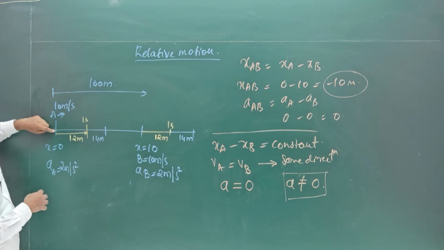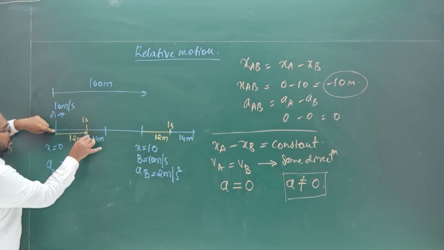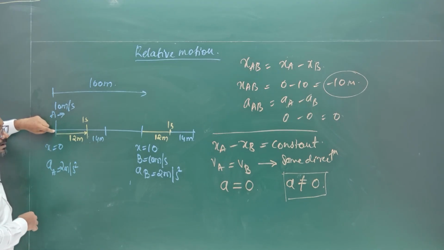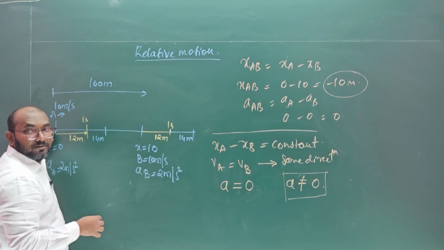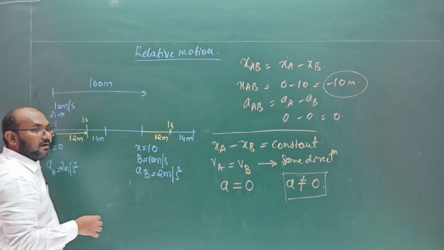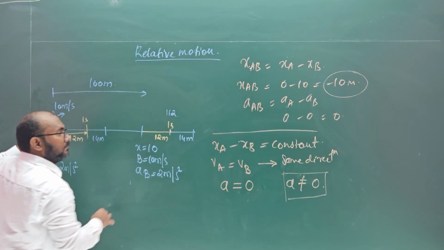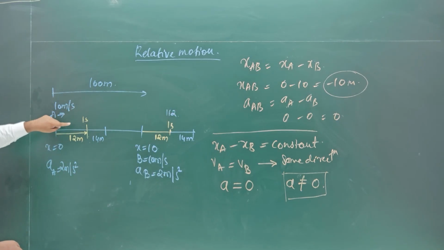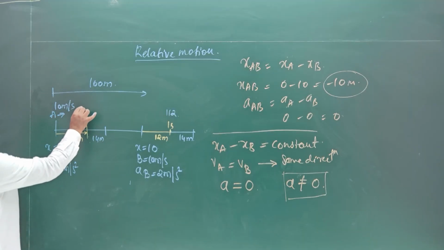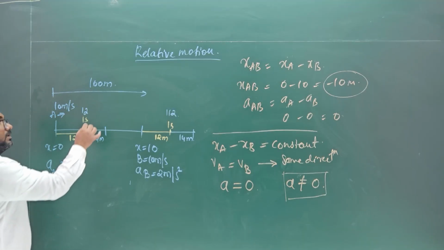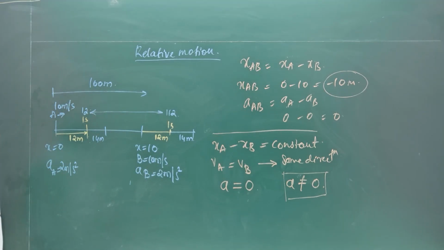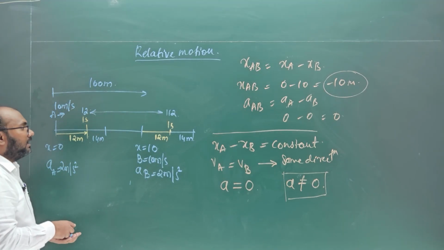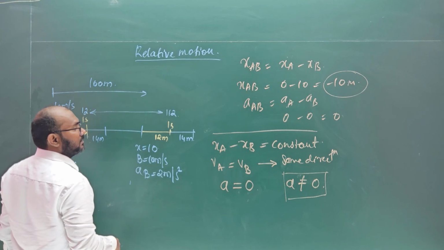Now, let us calculate with this first second. Initial distance 100. How much did body A travel? 12. How much did body B travel? 12. What is the location of body B? Can I say 112? Yes or no? What is the location of body A? Only 12. What is the separation still? 100, right?